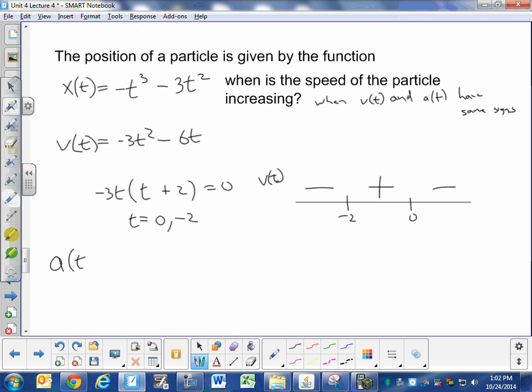Now we do the same thing with my acceleration function, which is just the derivative of velocity. So that's negative 6t minus 6. I figure out t is equal to negative 1 when we set this equal to 0.